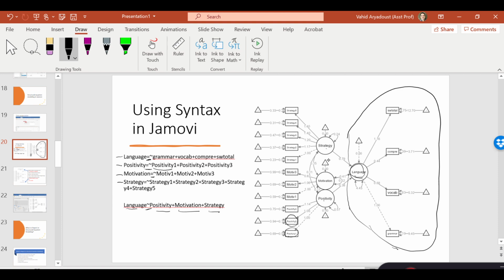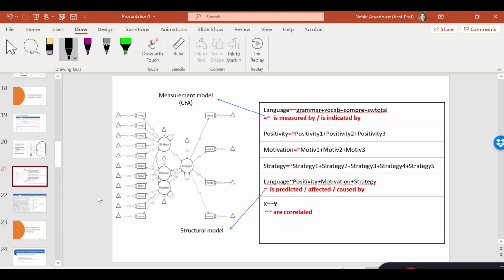And this is a very interesting way of formulating your problems, because you simply are asking Jamovi to draw a one-headed arrow from positivity to language, from motivation to language, and from strategy to language. So, what this means, let me go to the next slide for you here. What this means is we basically are looking at two sections or two segments in the whole model. One segment, as I've talked about in previous videos, is called the measurement model, and the other segment is called the structural model.